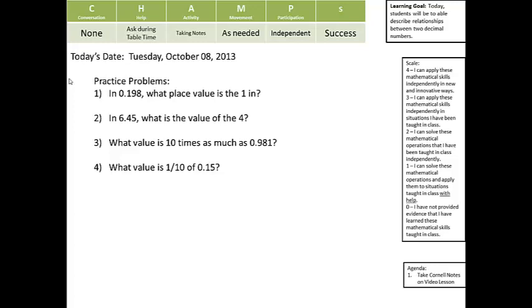So let's go ahead and work some of your practice problems. Pause the video. When you're done doing the practice problems, you can restart the video and check your answers.